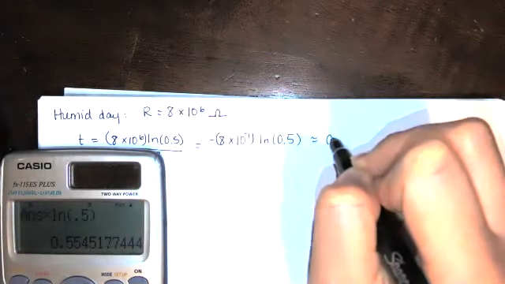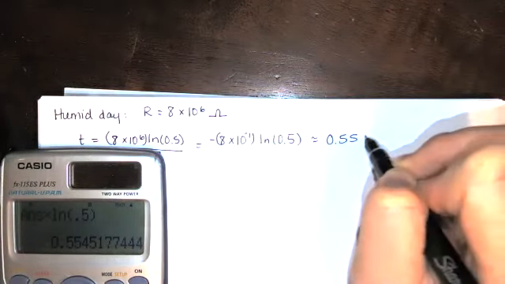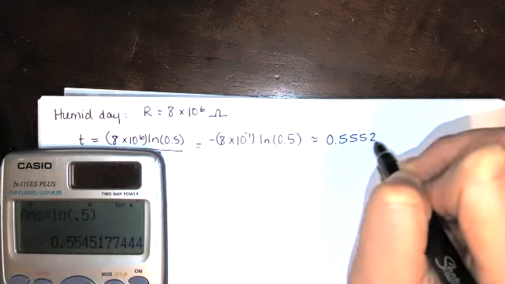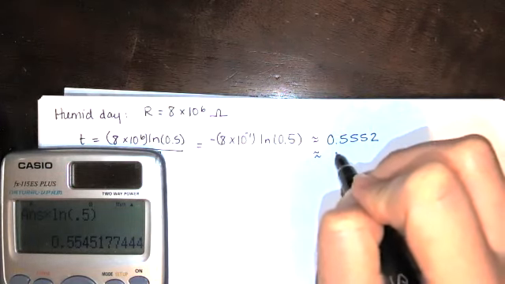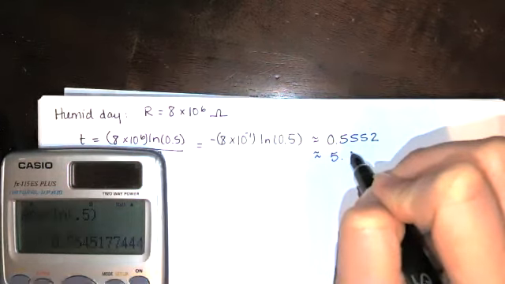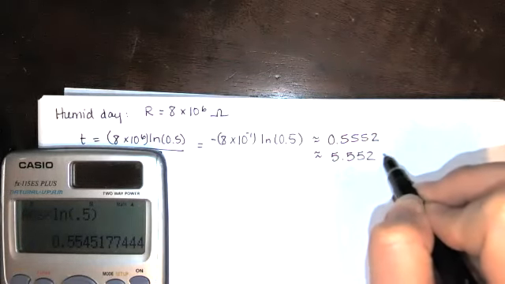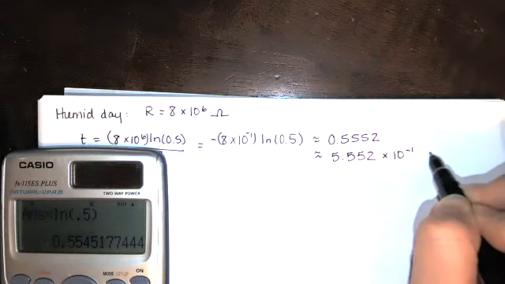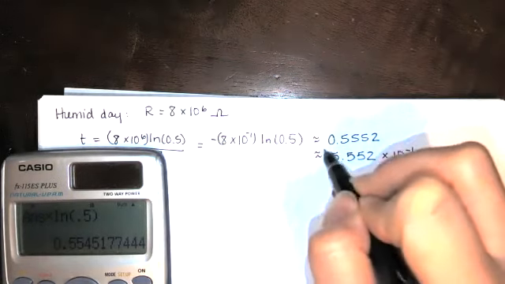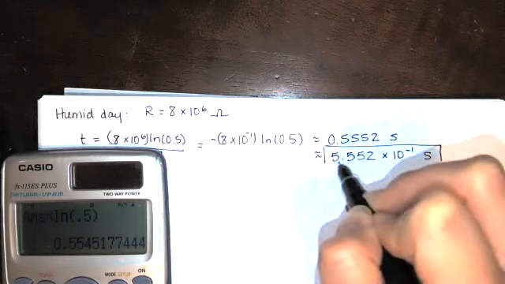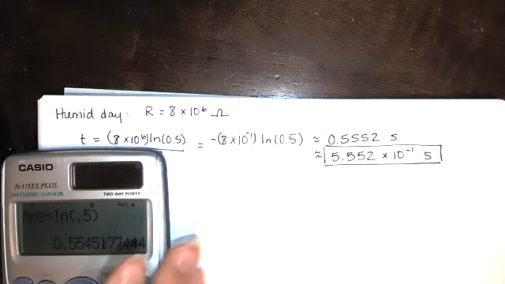And we get approximately 0.5552, which in scientific notation is 5.552 times 10 to the negative 1. And these times are in seconds.